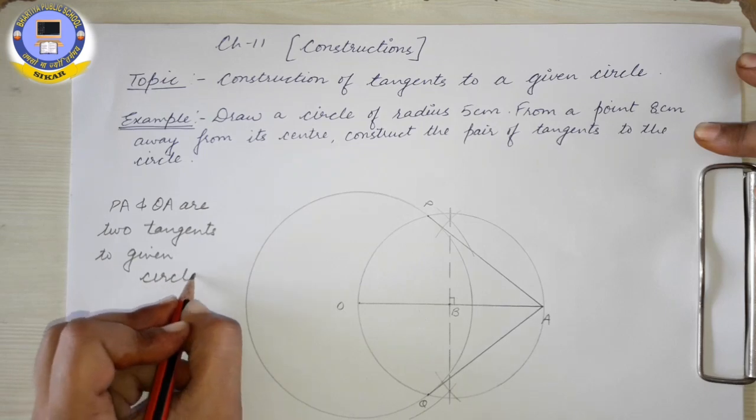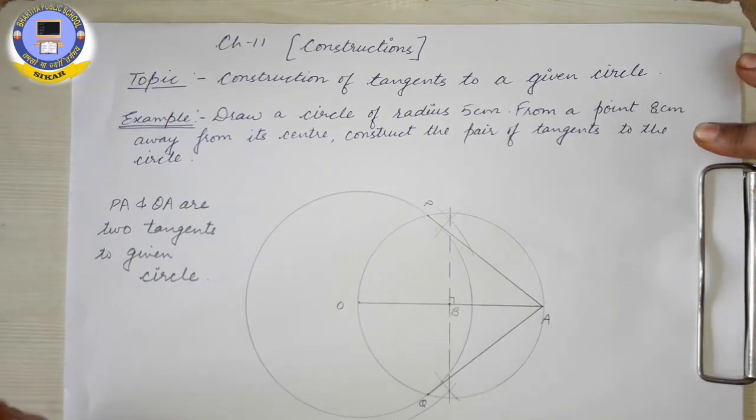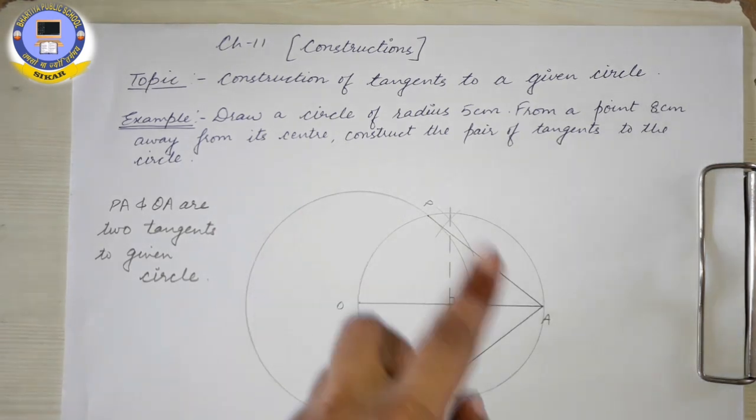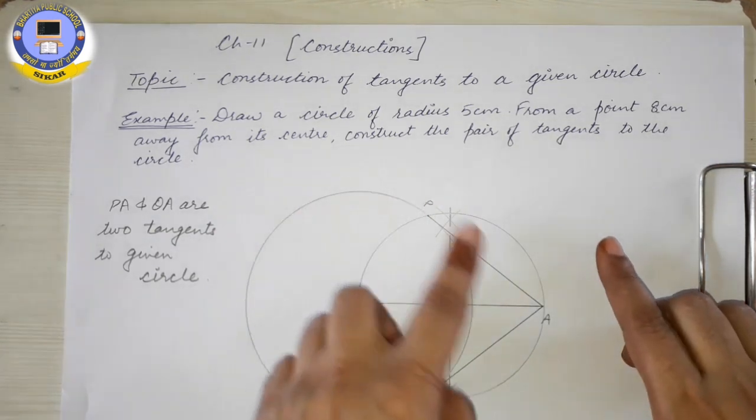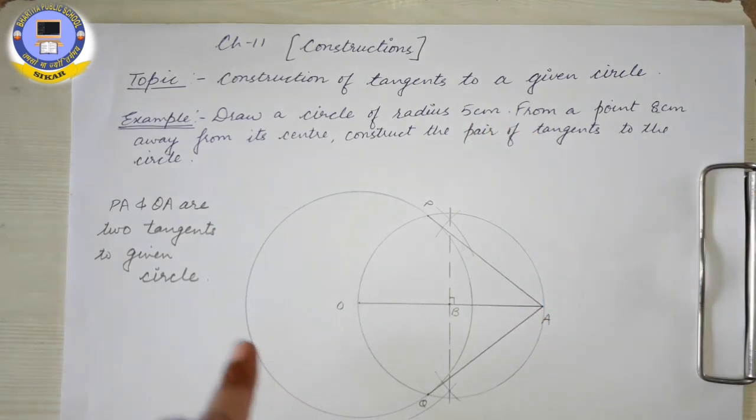In this way we can draw tangents to a circle. Okay, so easy it is. Let me recall it. First of all we have to draw a circle of given radius. Here the radius is given as 5 centimeter. So first of all we have drawn a circle of radius 5 centimeter.